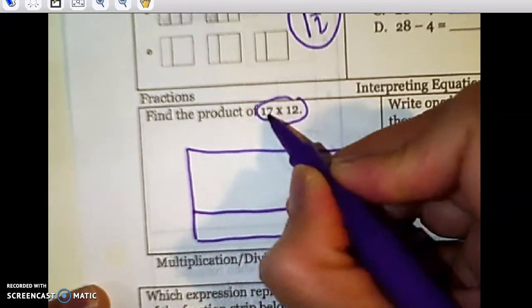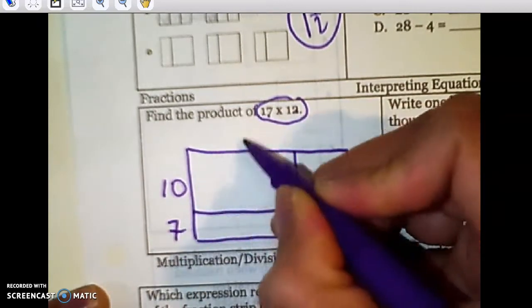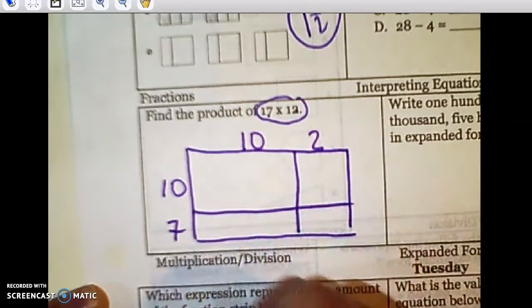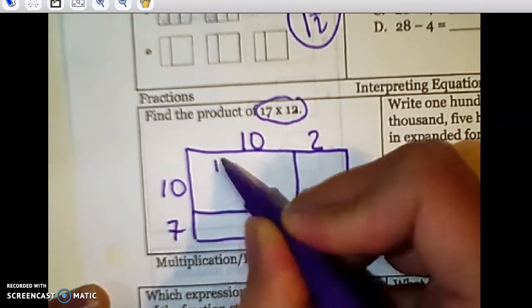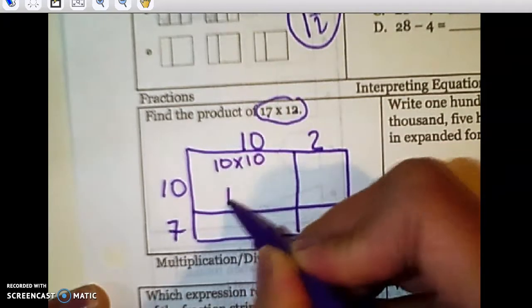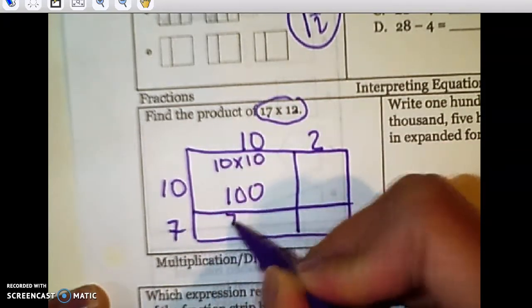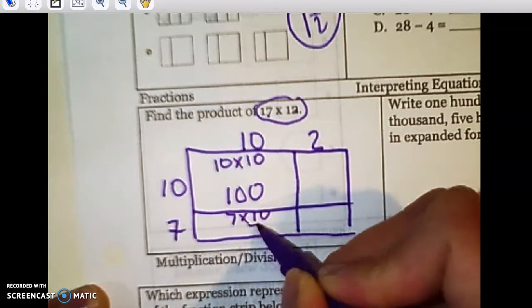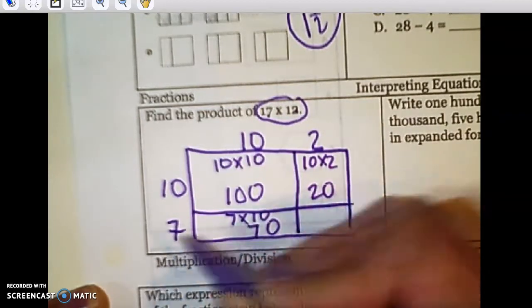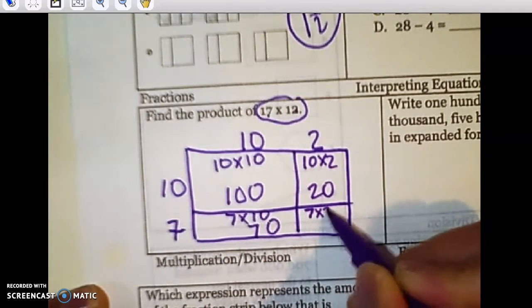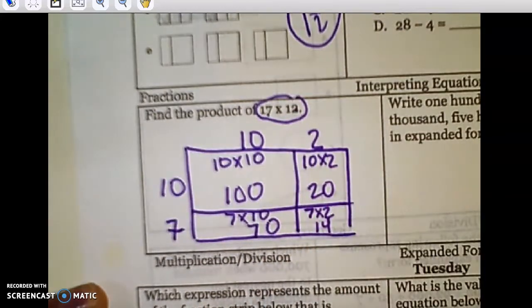So I'm going to decompose the 17 into 10 and 7. And I'm going to decompose the 12 into 10 and 2. And now we're going to find the area of each of these rectangles. So I have 10 times 10, 100. 7 times 10, 70. 10 times 2, 20. 7 times 2, 14. And now I'm going to add my partial product.